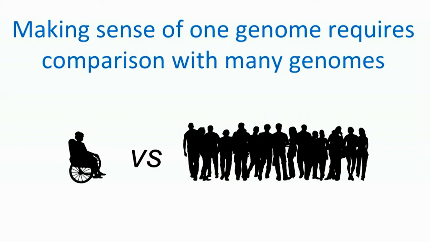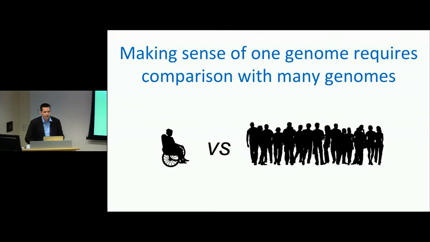That is that if we want to make sense of the variants that we find in an individual patient's genome or exome, we need to be able to interpret that variation in the context of tens of thousands or ideally hundreds of thousands of other genomes. And ideally what we'd want is to collect together as many individuals from the general population as possible and have them all in one large collection.